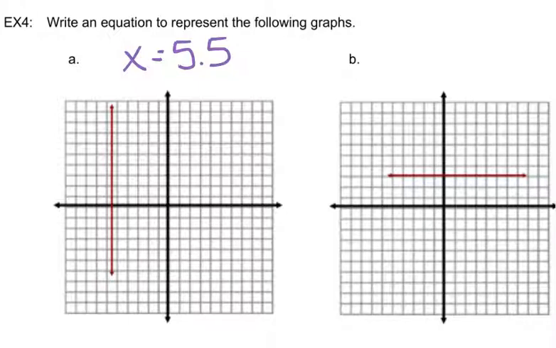Alrighty, so we know it is a horizontal, that means y equals, and we go up 3, so y equals 3 should be our correct answer. Well, let's take a look at the next one.